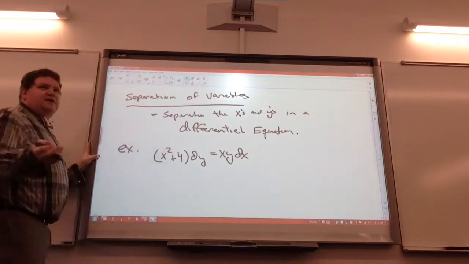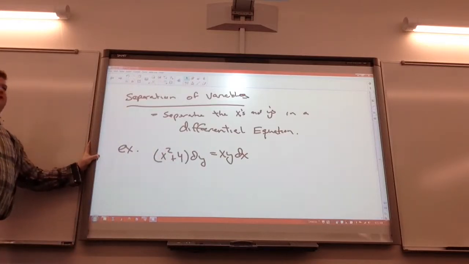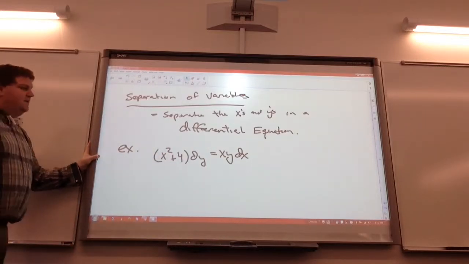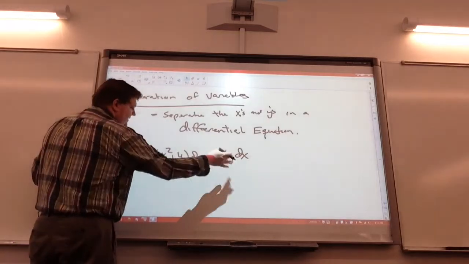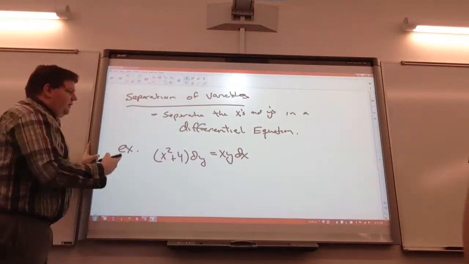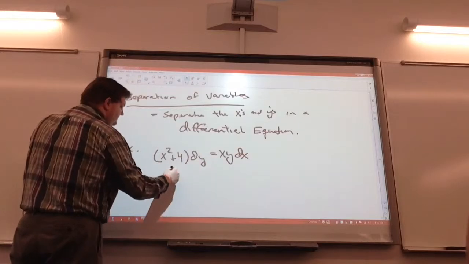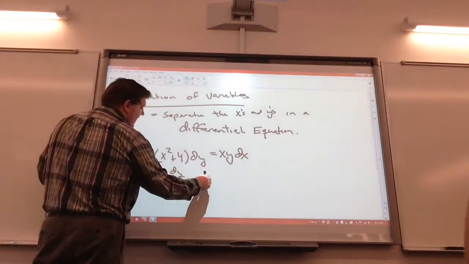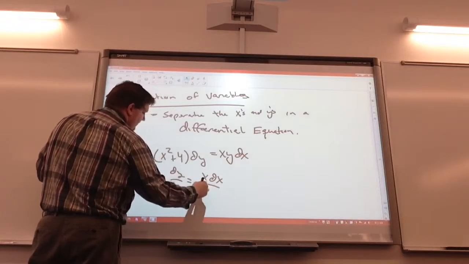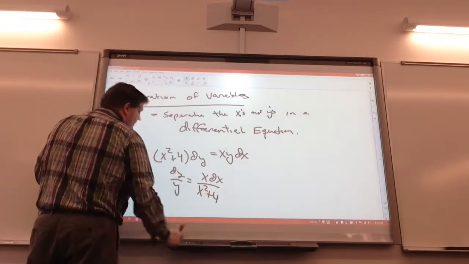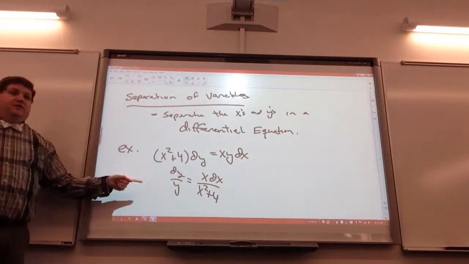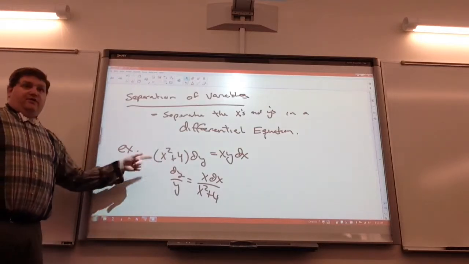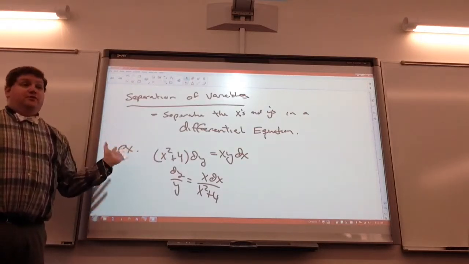But it wasn't as easy as it was in the previous problem. We just moved the y over, okay? In this case over here, we're having to do multiple steps. And so here, rewritten, this thing becomes dy over y, which is fine, equals x dx over x squared plus 4. And now when we solve this particular equation, okay, we solve them using whatever regular integration rules we've got.